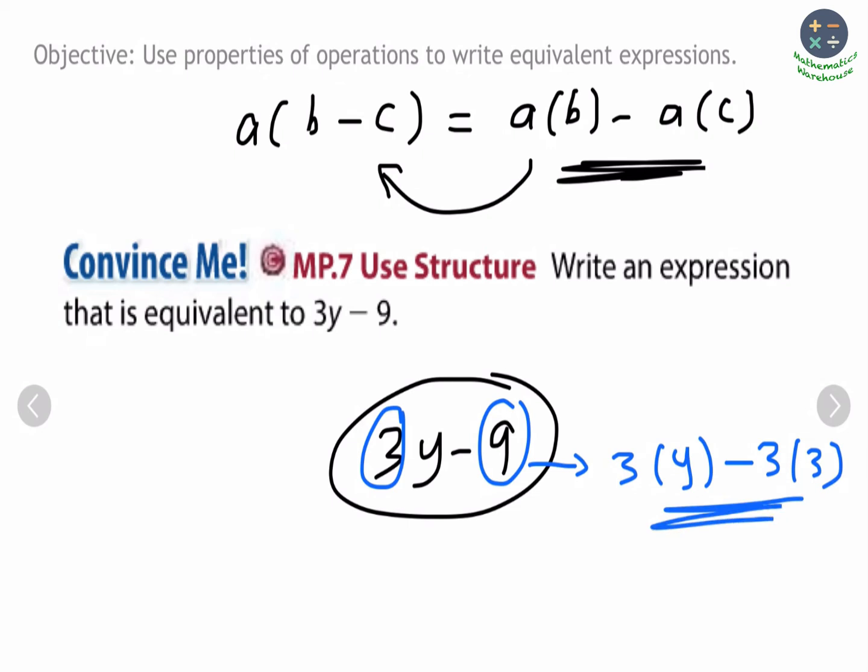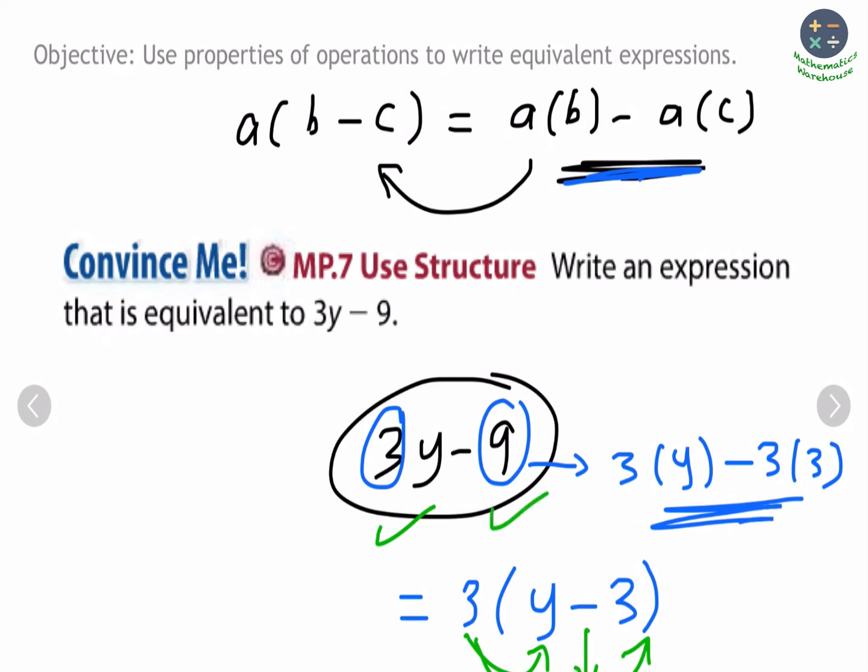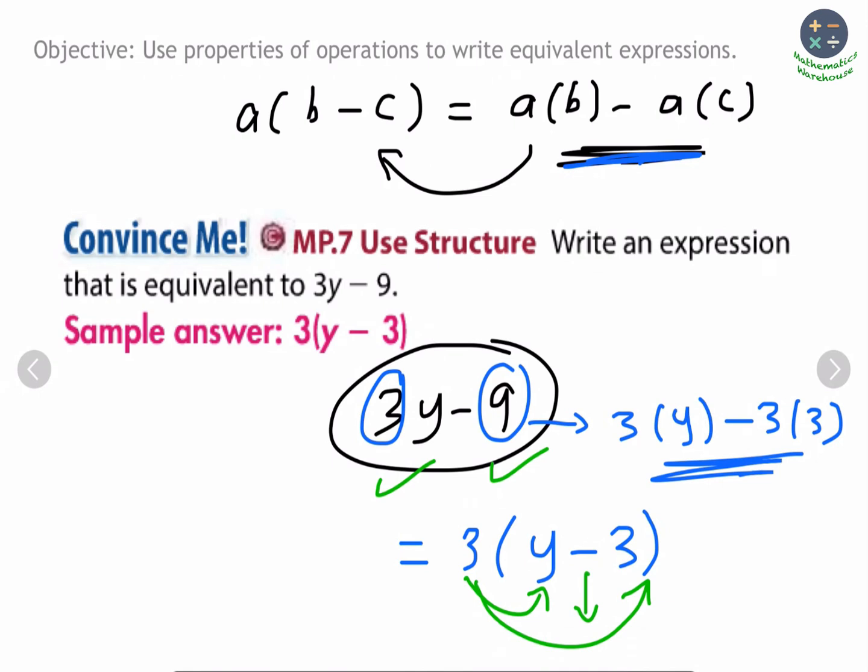Now this forms exactly this one. Here we have 3 as a common factor, as A. So we can rewrite this as 3 and bracket y minus 3, and this is an equivalent expression to that one. To make sure, let us check it again. 3 times y equals 3y, minus, and 3 times 3 equals 9, so they are equivalent. So the answer is 3 times the bracket y minus 3.